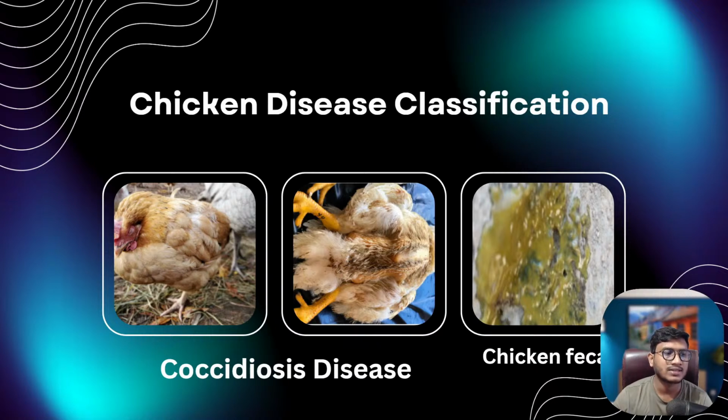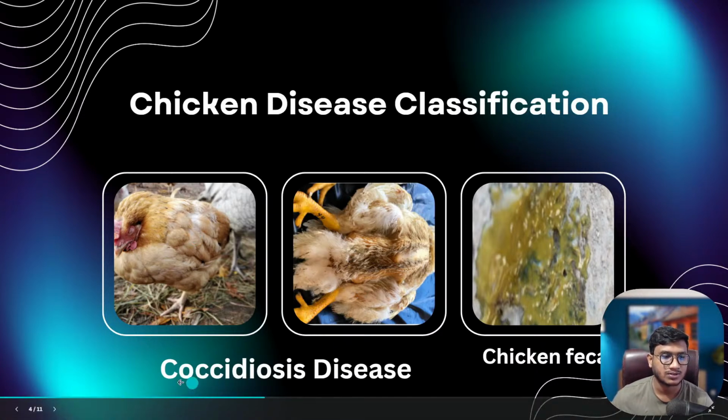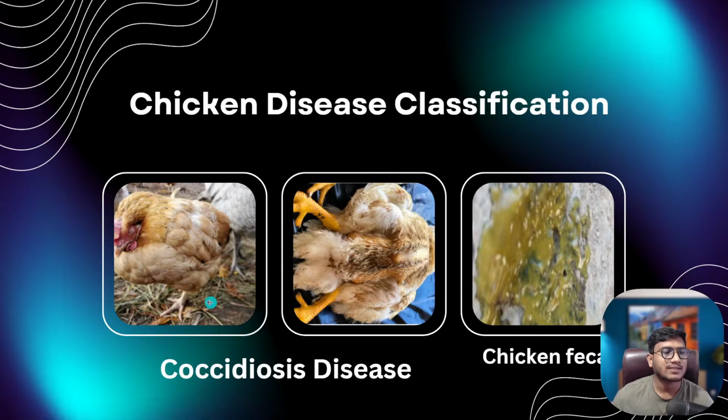The images contain coccidiosis disease affected chicken. You can see this is the coccidiosis affected chicken. This disease name is coccidiosis, and you can search on Google what coccidiosis disease is. This is one kind of disease affecting chicken. And to classify these kinds of diseases of the chicken, we'll be using something called chicken fecal image. Chicken fecal image.